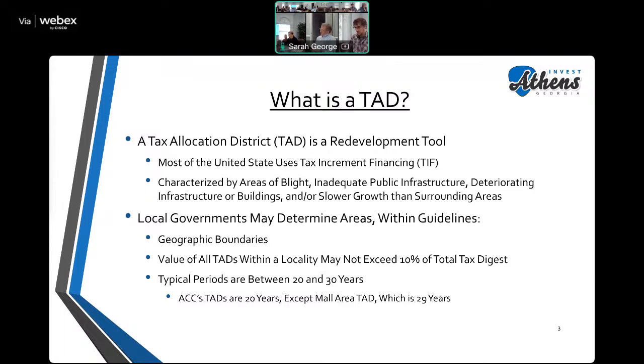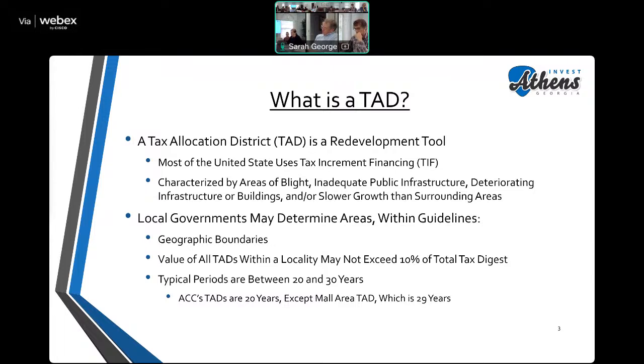Now, they're redevelopment tools, and they're basically for local governments to decide how we want to look at our areas. We can identify our own areas that are in need of redevelopment, that are not progressing the way we would like them, the rest of the county maybe is. And so what we have to do is we're looking at, when we make a TAD, their geographic boundaries. But TADs really are about dollar amounts, and so they're about the dollar amounts of the property tax digest, or the tax digest. Typically, TADs are between 20 and 30 years in length.